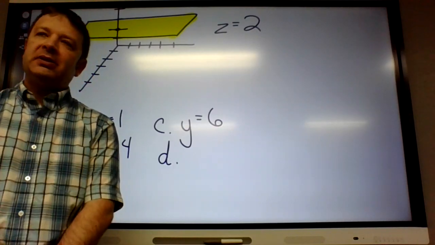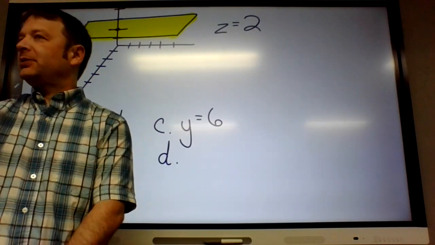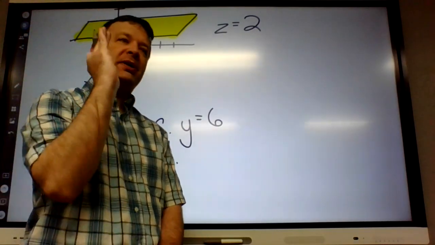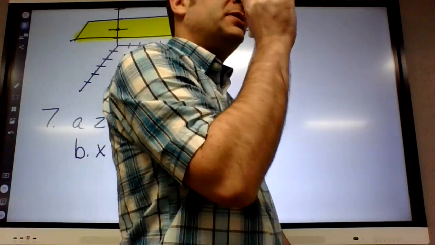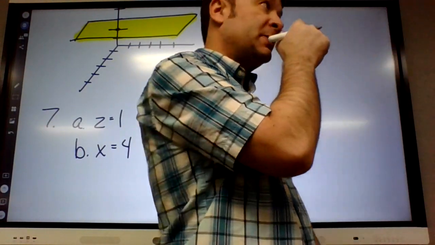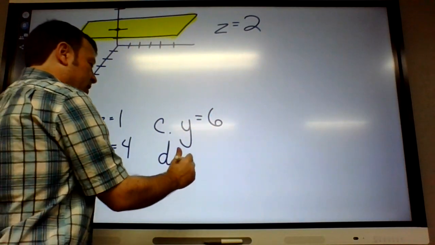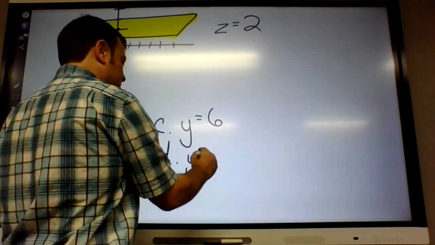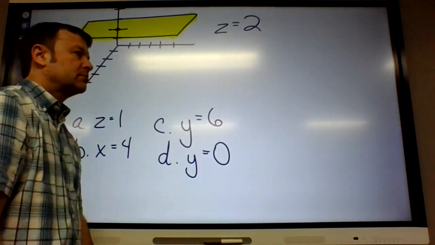Oh, C. It looks more like C, because it's a plane that's coming at us, so it should have all the same y values, just like C does. So it would be called y equals 0. Oh, yay!